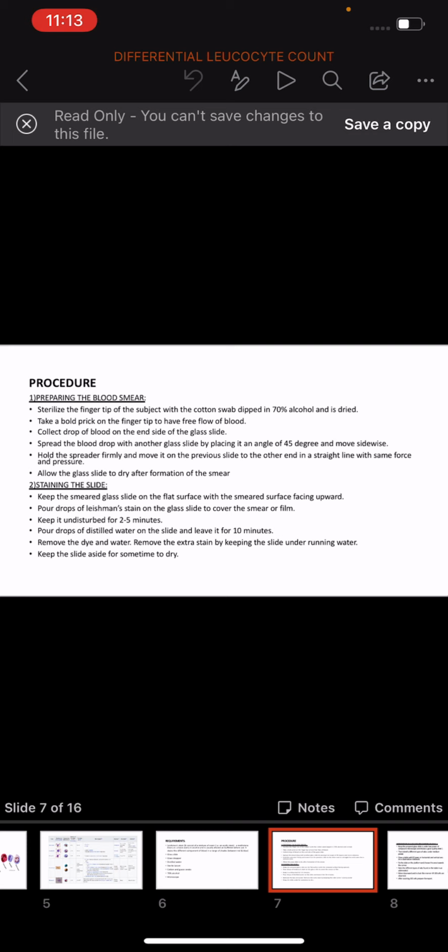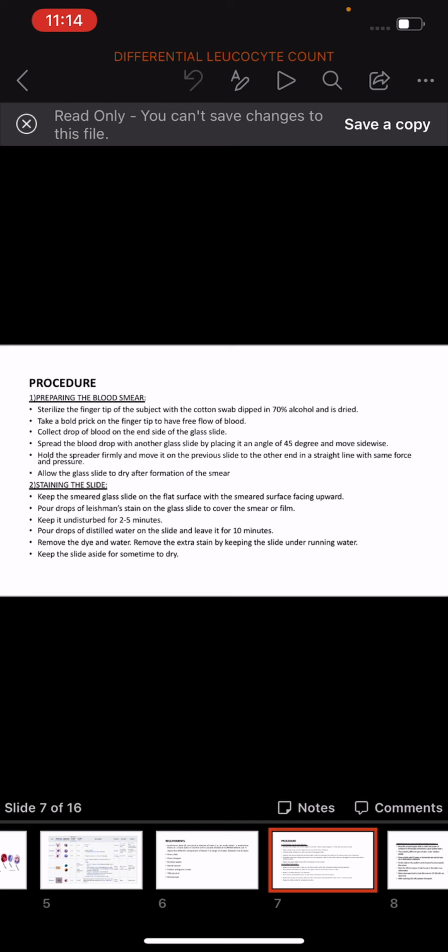Then spread the blood drop with another glass slide by placing it at an angle of 45 degrees and moving sidewise. Hold the spreader firmly and move it on the previous slide to the other end in a straight line with the same force and pressure. Allow the glass slide to dry after formation of the smear.